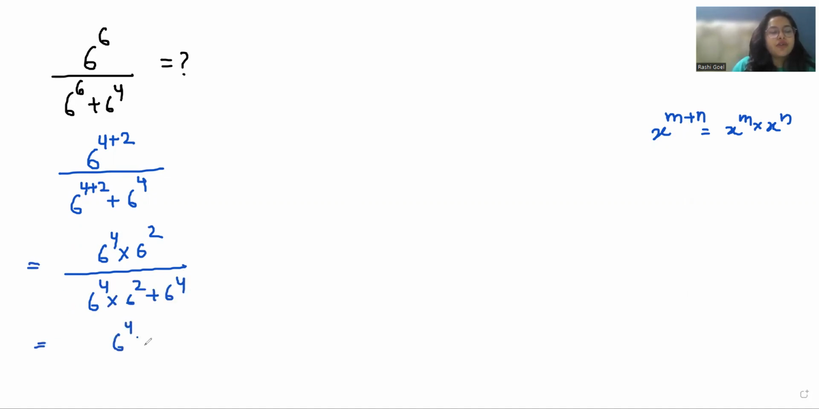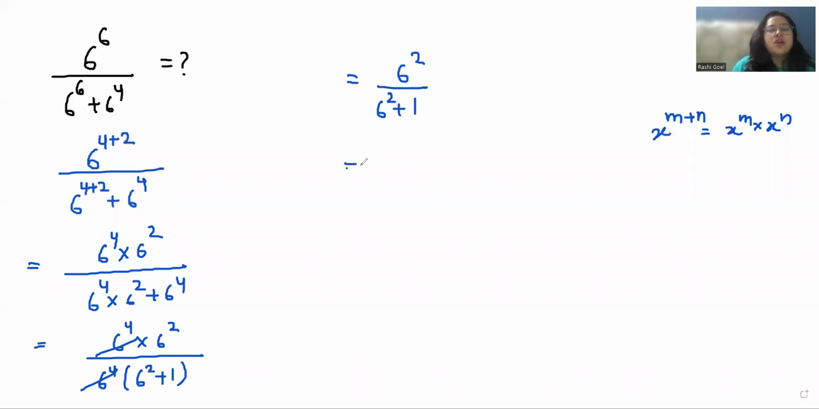Now 6 power 4 times 6 power 2 by, I can take 6 power 4 as common, so what is left? 6 power 2 plus 1. Now we can cancel out 6 power 4 from numerator and denominator as well. So 6 power 2 by 6 power 2 plus 1. So 6 square is 36 and here 36 plus 1, which is equals to 36 by 37. So our final answer is 36 by 37.